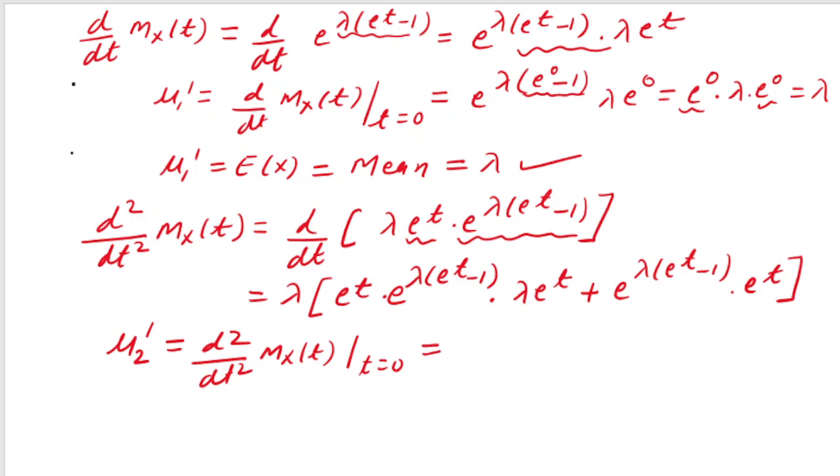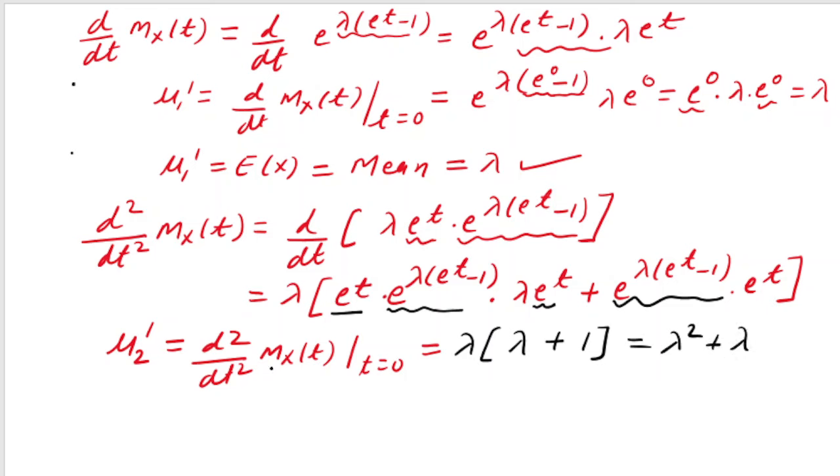I am going to do this calculation directly. I am not going to write all the details. So lambda here, e to the power 0 will become 1, and in this term e to the power 0 is 1, so 1 minus 1 is 0, and lambda into 0 is 0. So I will get just lambda plus, for this term, e to the power 0 is 1, and e to the power 0 is again 1, so it will be 1. So what we got? We got lambda square plus lambda. So that is mu2 dash.